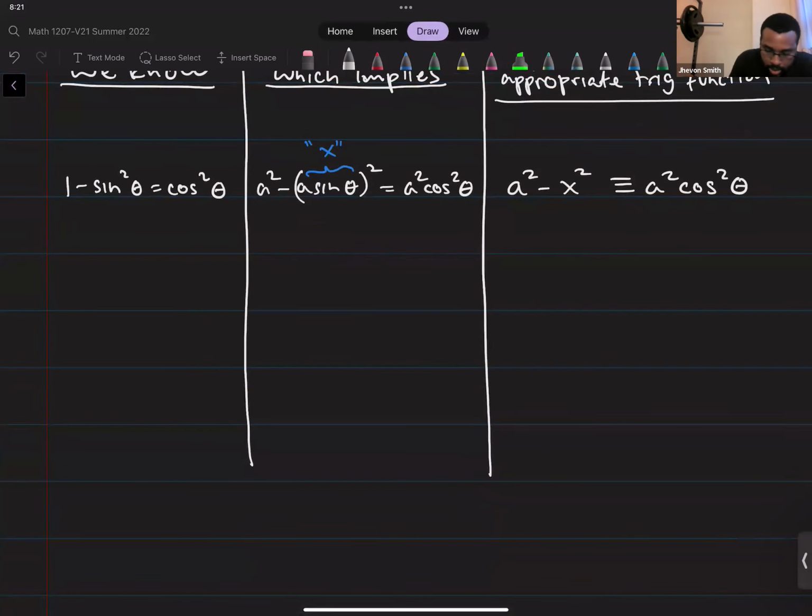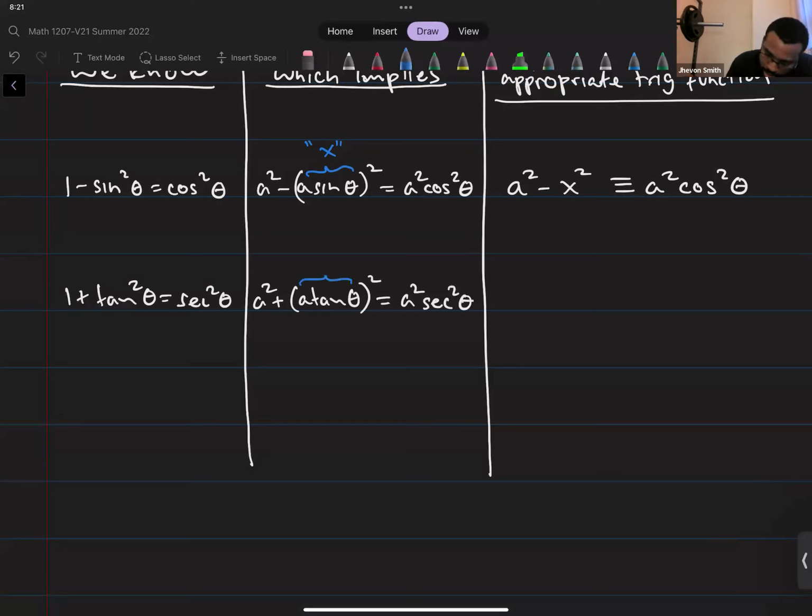Similarly, I could have something like 1 plus tangent squared. I know that gives me secant squared. Of course, that implies that a squared plus a squared tangent squared is equal to a squared secant squared. So if I think of this guy as x, basically what I just learned is an expression like a squared plus x squared can be thought of as equivalent to some secant function.